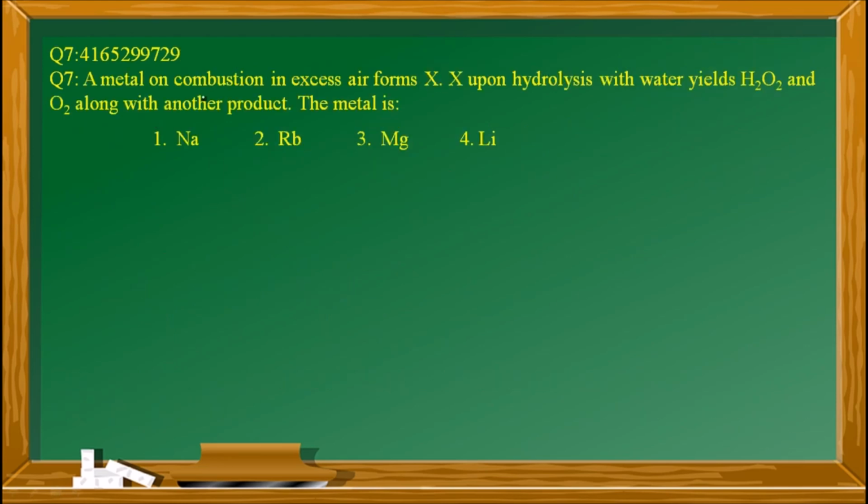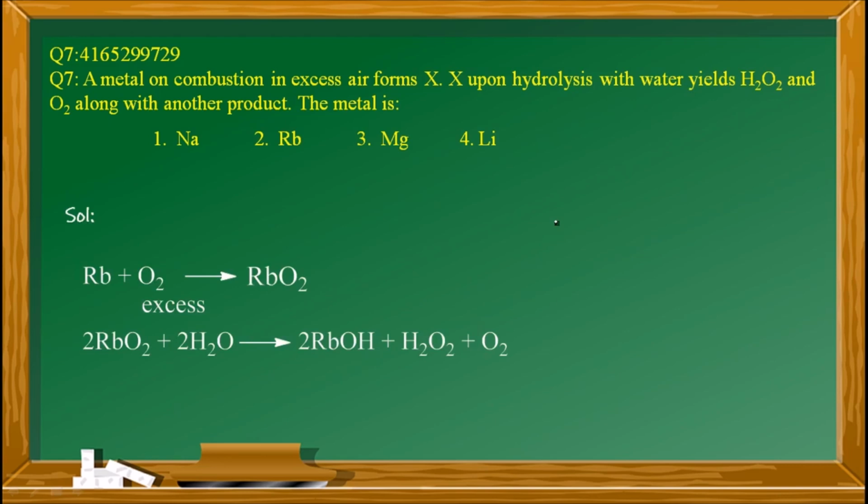Next, question number 7. A metal on combustion in excess air forms X. X upon hydrolysis with water yields hydrogen peroxide and oxygen along with another product. The metal is, dear friends, if you recall your environmental chemistry, what is there? Yes, friends, in the ozone layer, this hydrogen peroxide and oxygen along with another product, the metal is, what is this? Rubidium, sodium, rubidium, magnesium, lithium. Right, friends. So rubidium is the correct option, friends. Option number 2 is the correct option, friends.